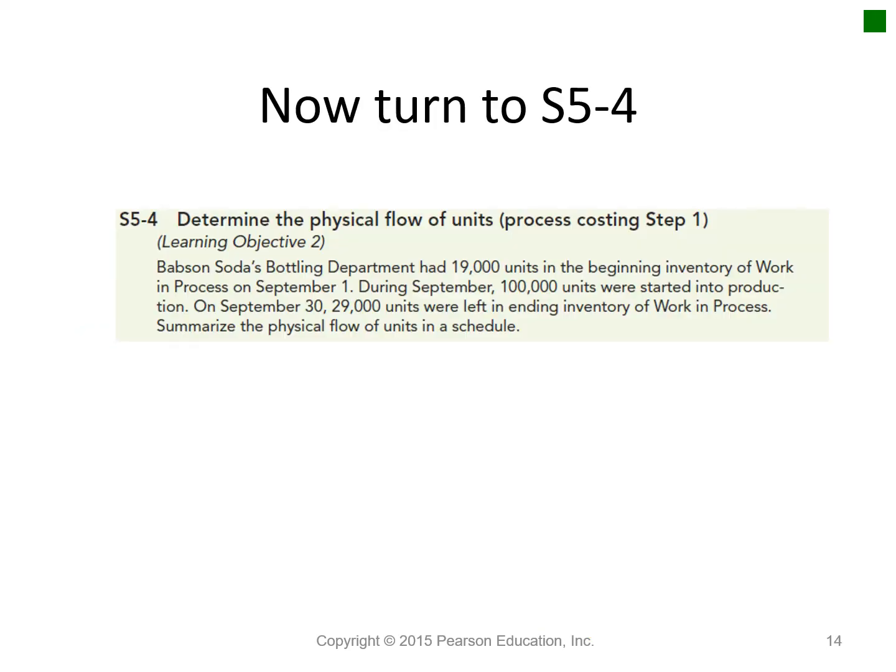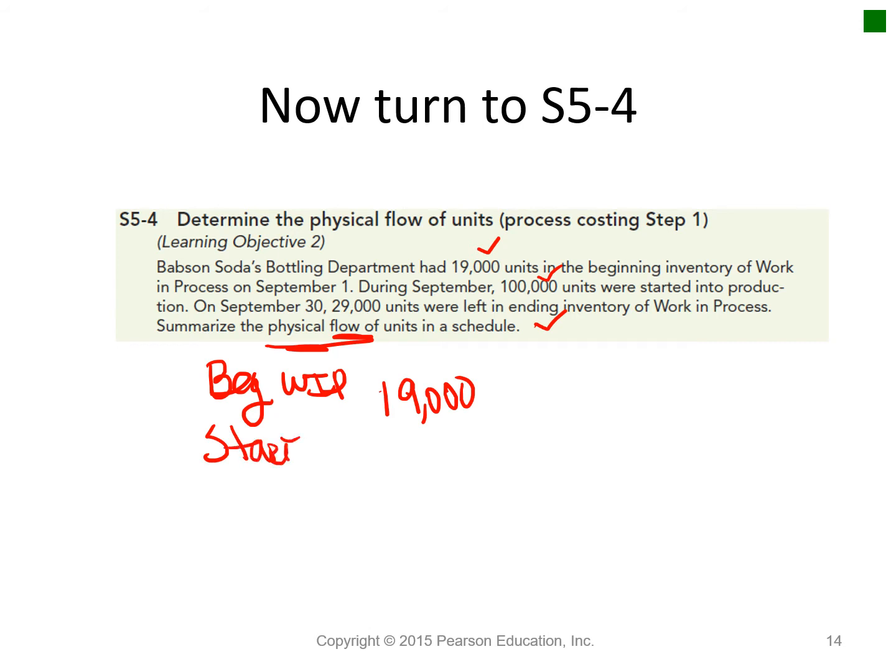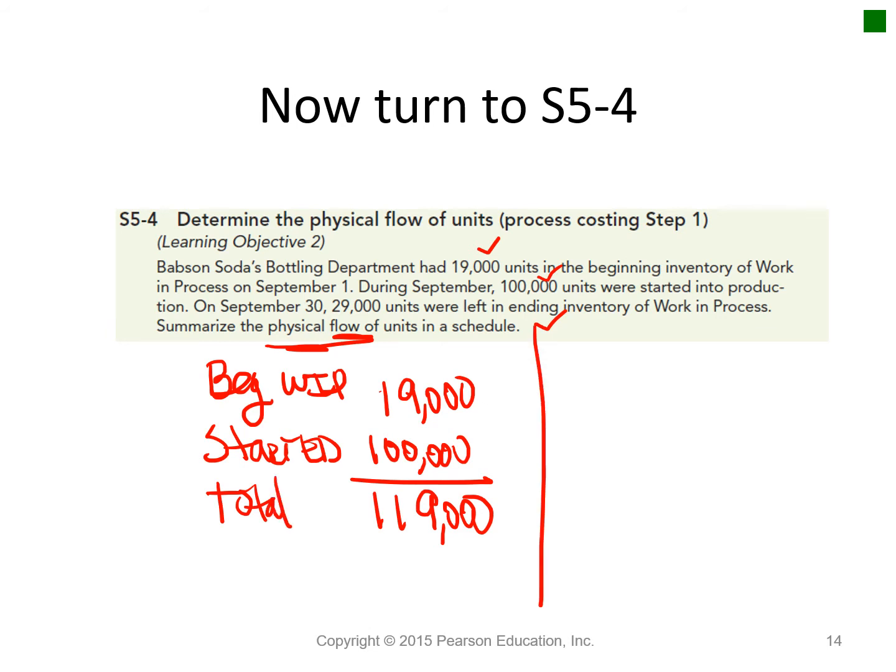Okay, so you'll notice in this particular exercise how to get the physical flow. Let's read this. We've got Babs and Soda. It says they have 19,000 units in beginning work in process. During September, 100,000 units were started in production. And on September 30th, 29,000 units were left in ending WIP. Summarize the physical flow schedule. So what you can do here is say, okay, beginning work in process was 19,000 units. They started, it looks like, 100,000. If you add these two together, your total physical flow would be 119,000.